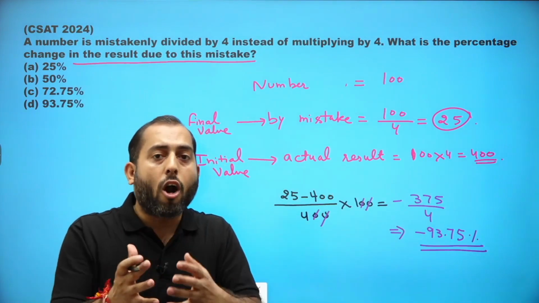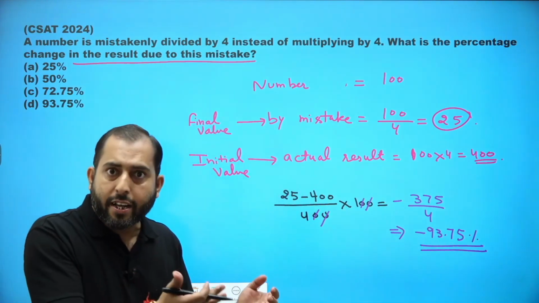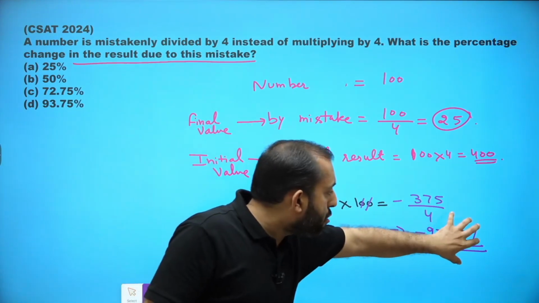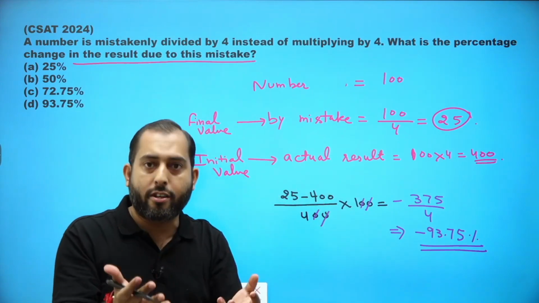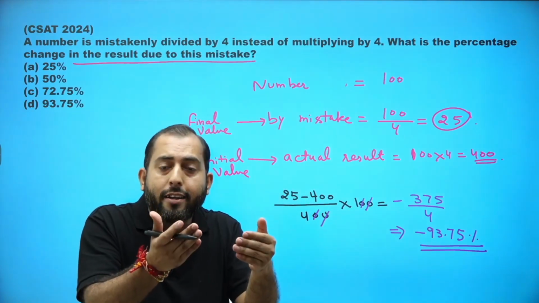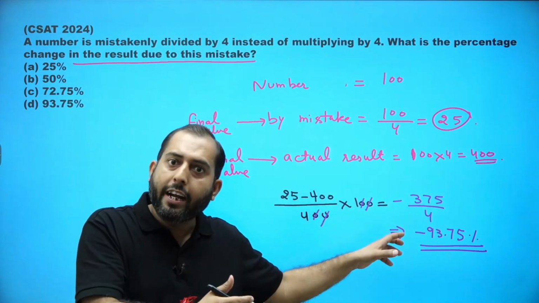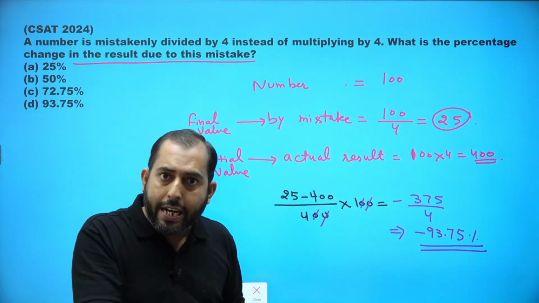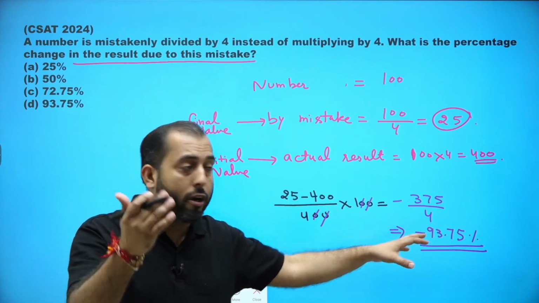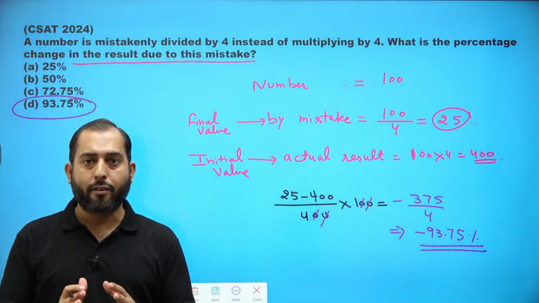So the result got changed by how much percentage? By this percentage. Now what does this negative sign indicate? Meaning the new result is this much percent less than the actual result. If the positive value was there, it means the new result was this much more than the old result. Negative means the new result that we have obtained is this much less than the actual result that we want. So the answer over here should be option D. I hope guys this is clear. Thank you so much.